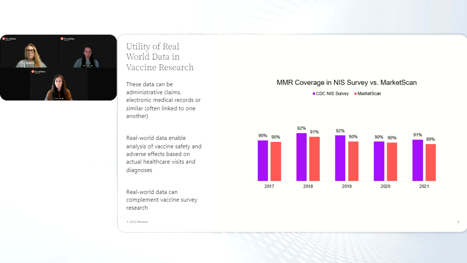But generally speaking, if we focus on the more traditional real world data sources of insurance claims and electronic medical records, these data really reflect the actual healthcare visits, the diagnoses, the vaccinations, the timing of these activities, versus what a person might report based on recall or impressions of vaccine efficacy and adverse events that you might get with surveys. And so real world data can be a nice complement to vaccine survey research, which has been done for many, many years. With this in mind, I'll transition to Megan and a discussion around some specific examples of where real world data can augment evidence generation in the vaccine and vaccination space.